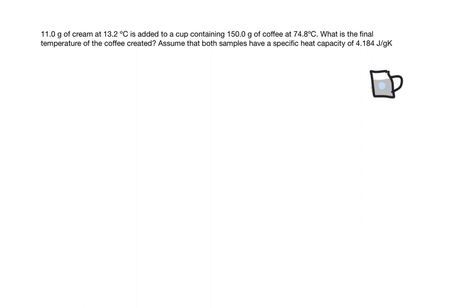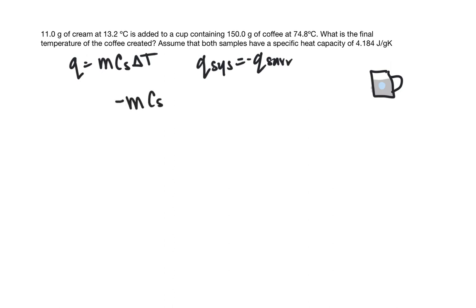So we know that the heat transfer can be calculated as Q equals m C sub s delta T in any given calorimetry calculation. But we also know that Q system is equal to the negative of Q surroundings. Or Q of the cream is equal to negative Q of the coffee. So in this case, I'm going to do negative m C sub s delta T of the cream is equal to m C sub s delta T of the coffee.